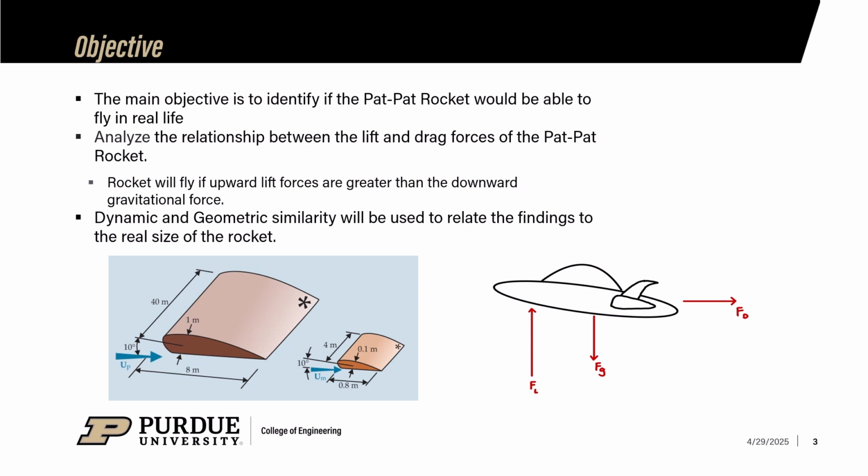The Pat Pat rocket will be able to fly if the upward lift forces are greater than the downward gravitational forces. As well as this, the relationship between the lift and drag coefficients will be able to tell us how aerodynamic the vehicle is. Lastly, dynamic and geometric similarity will be used to relate the findings to a real-life sized model of the rocket.